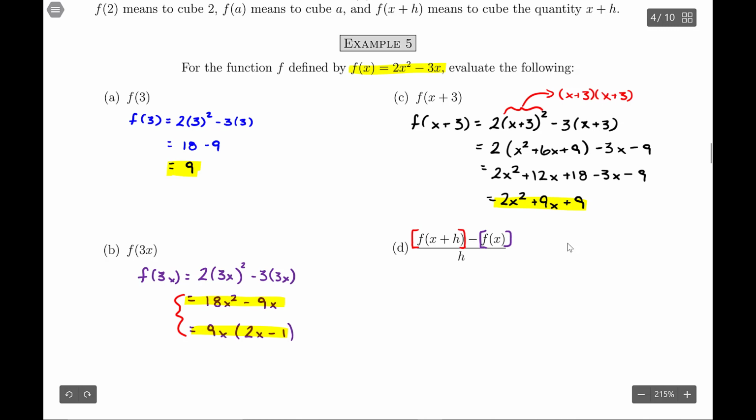So let's do the f of x plus h. That tells us that we take our original function and we evaluate it at x plus h. So I'm just going to write this out here in red to match what we've done at the top. When I expand this, the x plus h quantity squared is going to be x squared plus 2hx plus h squared minus 3x minus 3h. Distribute the 2.